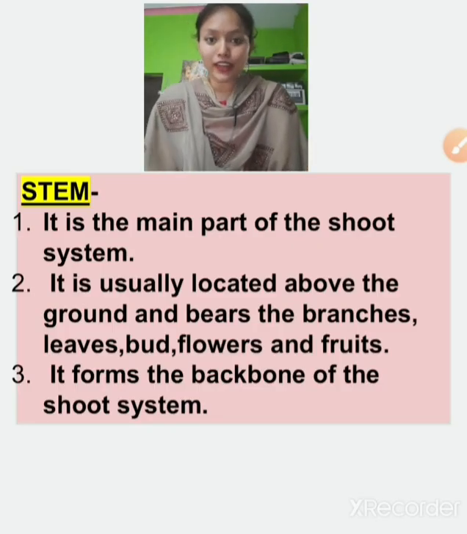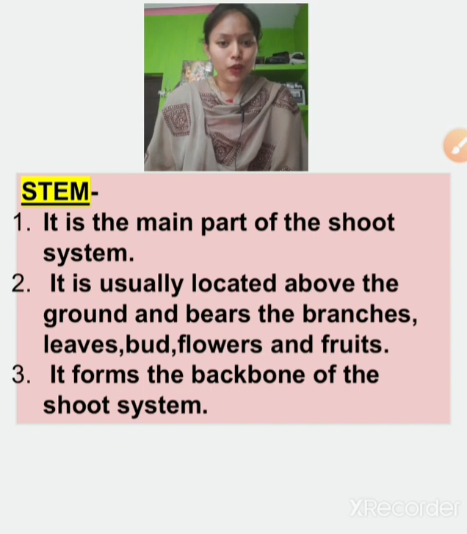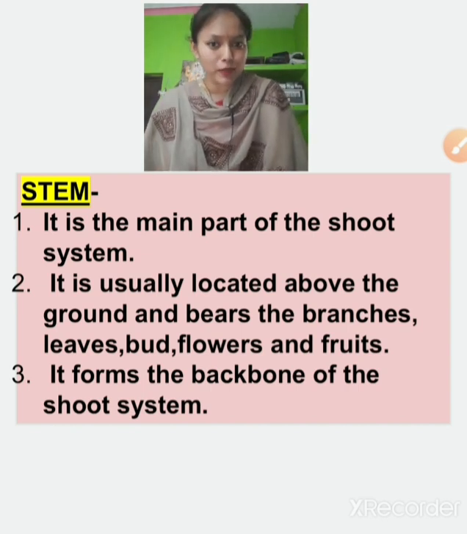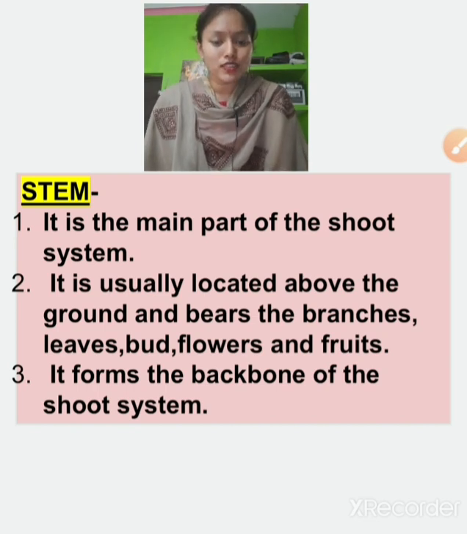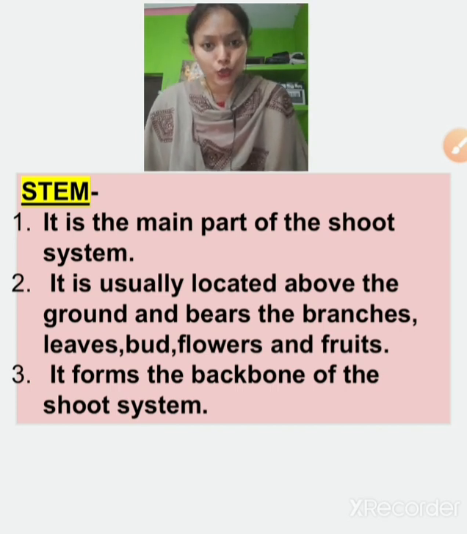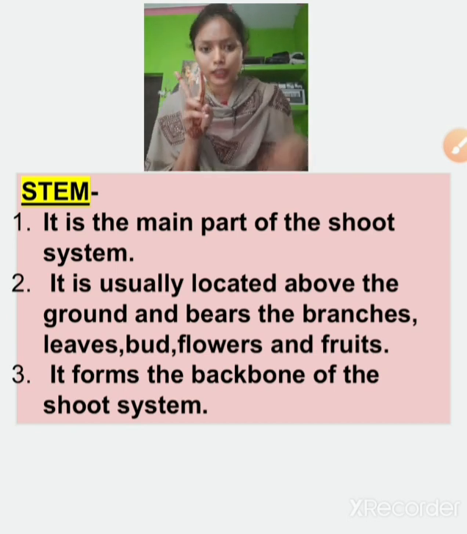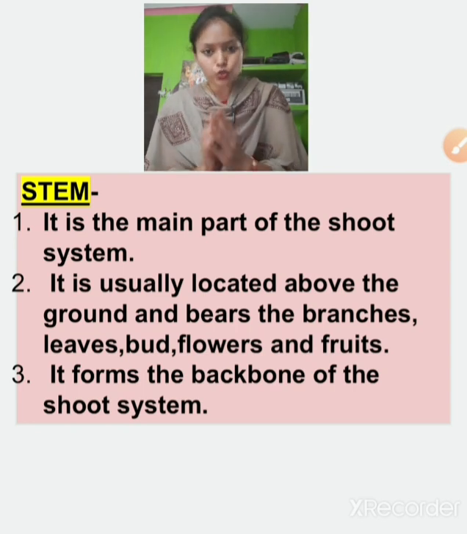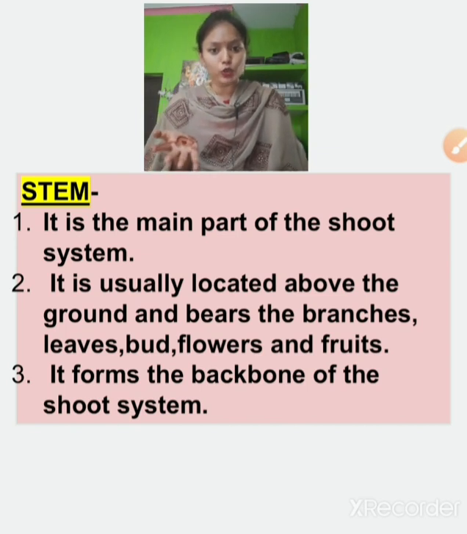Now let's quickly recap what we have studied, because revision is very important. We have studied about the shoot system. Shoot system is what? Just repeat with me. Shoot system is the part of the plant above the ground level. In a plant, how many parts are there? Two main parts are there: root system and shoot system. Shoot system contains all the branches, stem, leaves, fruits, and all are included in the shoot system only. But in the root system, only roots of the plants are included.